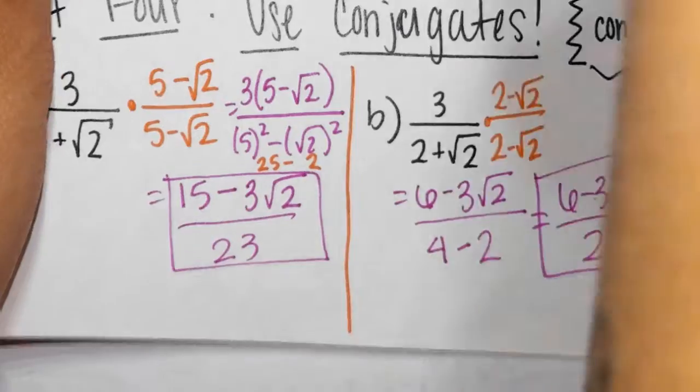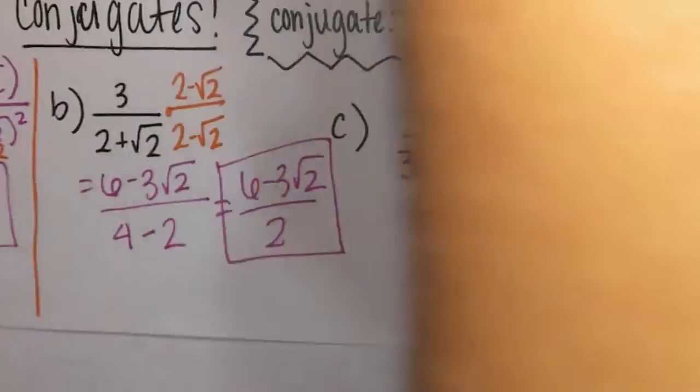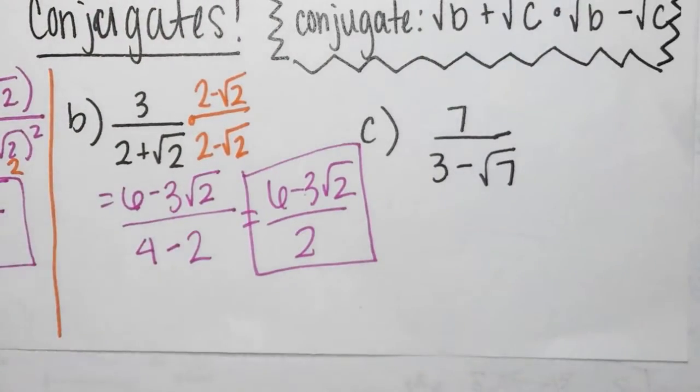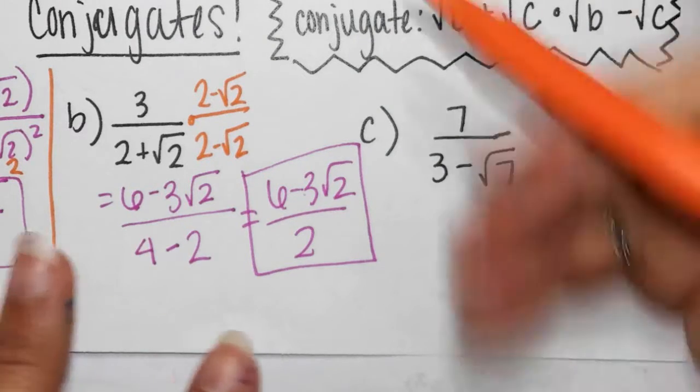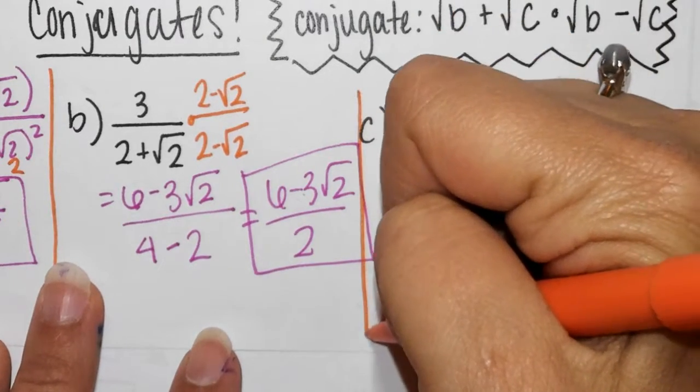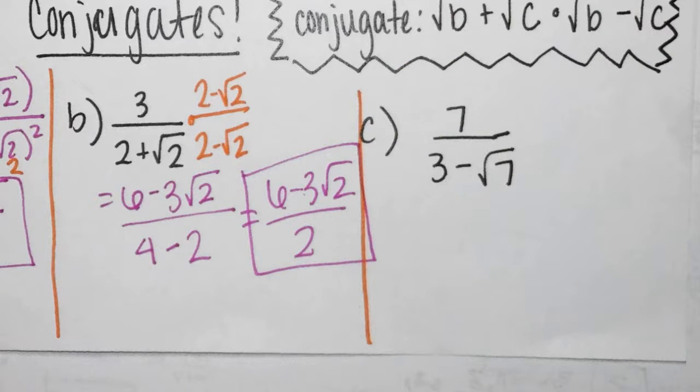You ready for another one? Do you want to try it without me or you want to do it together? Okay, try it without me. Does anybody have any questions on A or B before we go any further? You're okay? Yes. Like if the numbers are different and you get a negative for the bottom, does that affect it at all? No, you're fine.